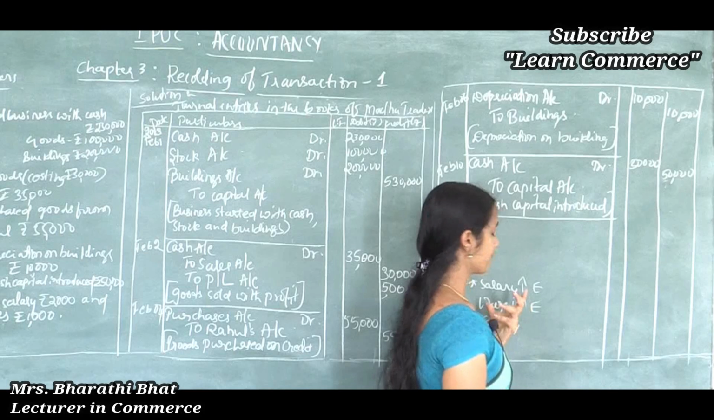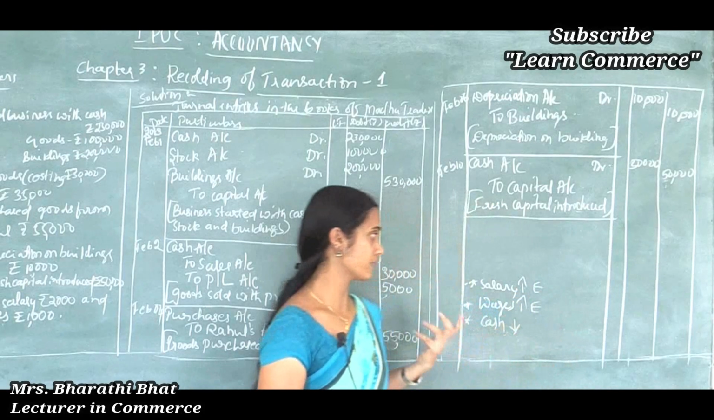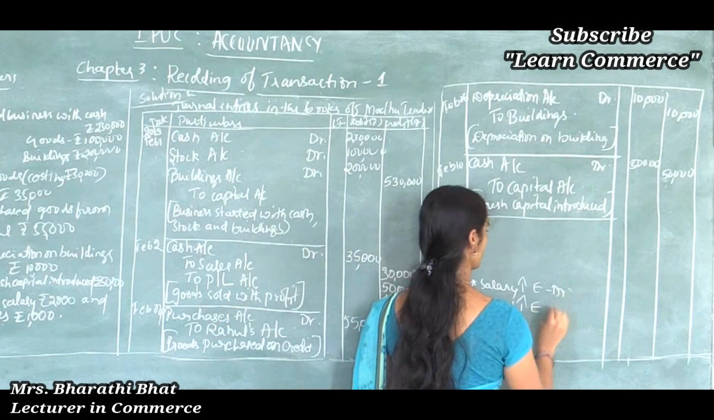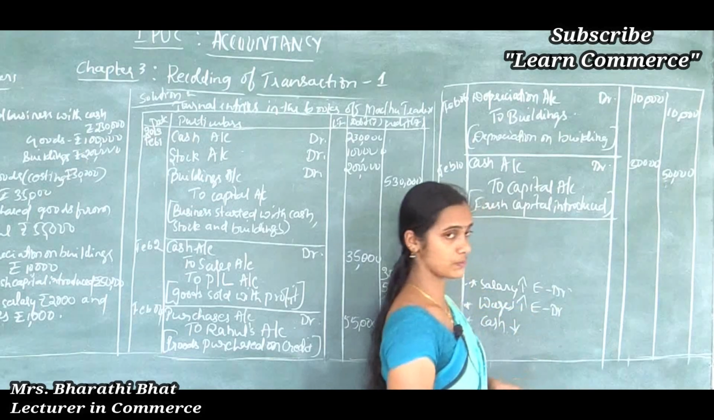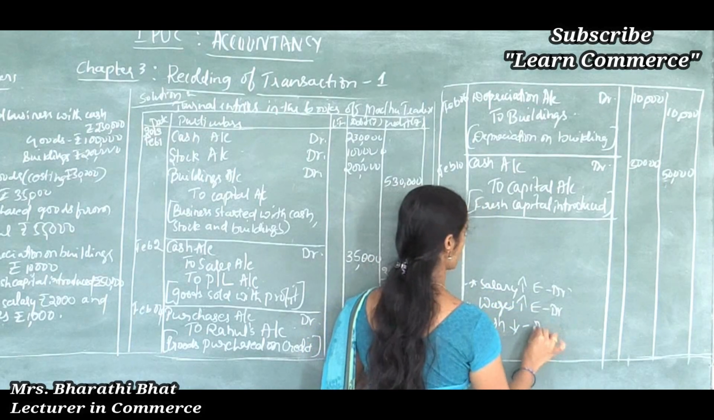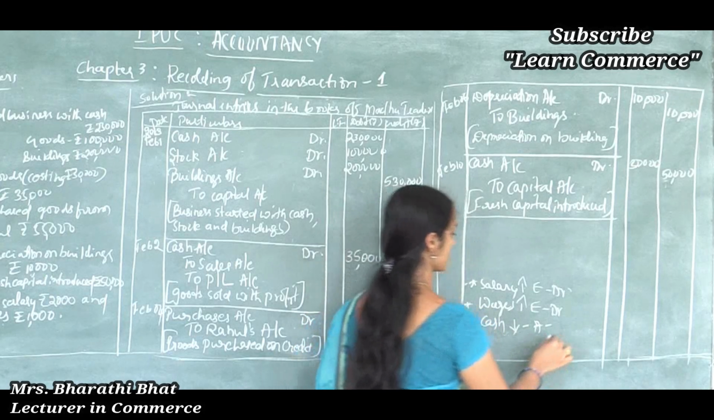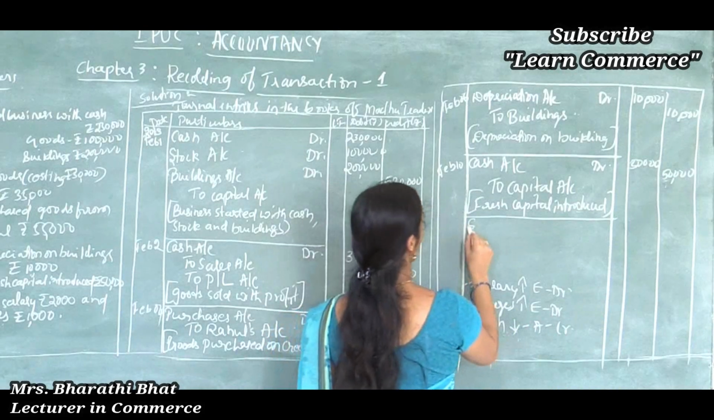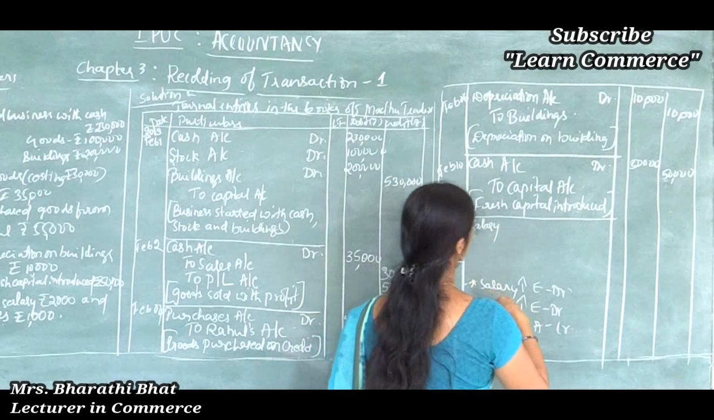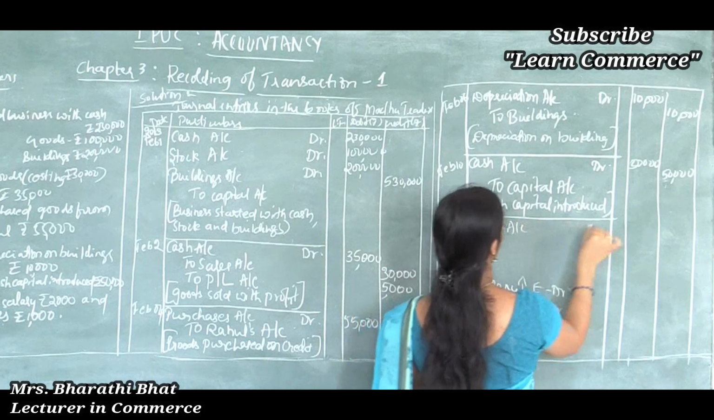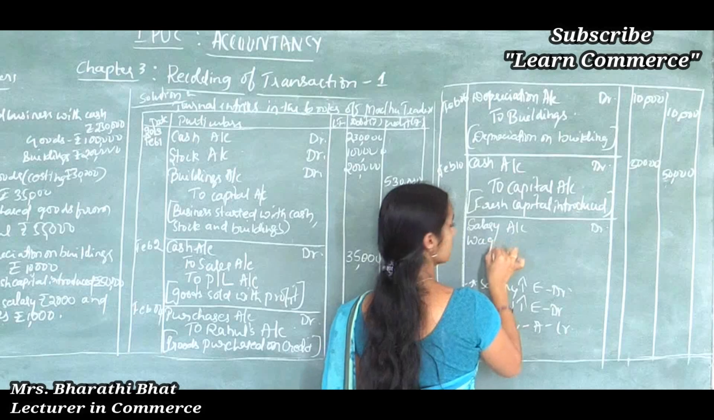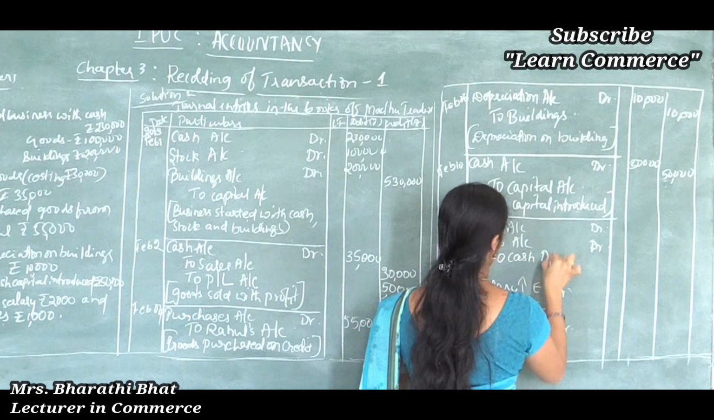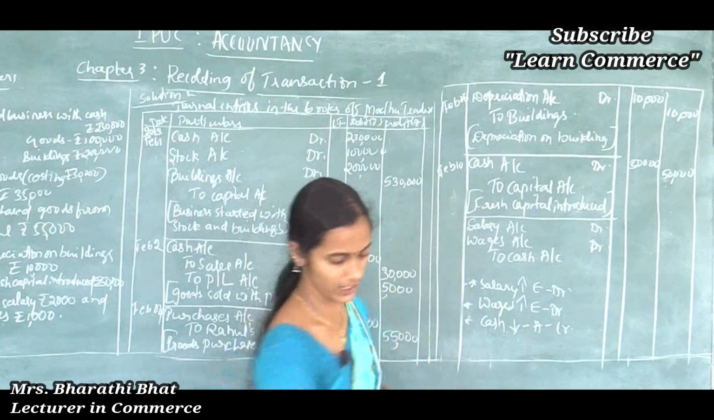What is the rule of expense? Increases in expense accounts are to be debited. Here also increases in expenses are to be debited, and decreases in cash, which is considered an asset, are to be credited. So how can we record the journal entry? Salary account debited, wages account debited to cash account.